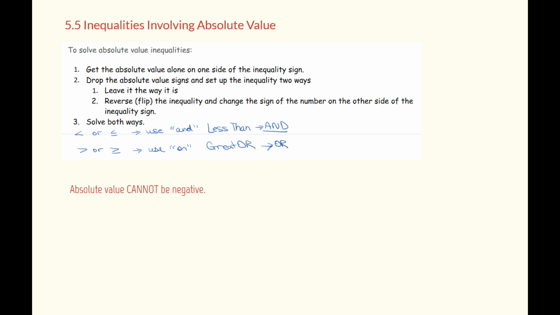Today I'm going to be talking about inequalities involving absolute value. To solve absolute value inequalities, you need to get the absolute value alone on one side of the inequality sign. So that's the first step. Get the absolute value by itself.